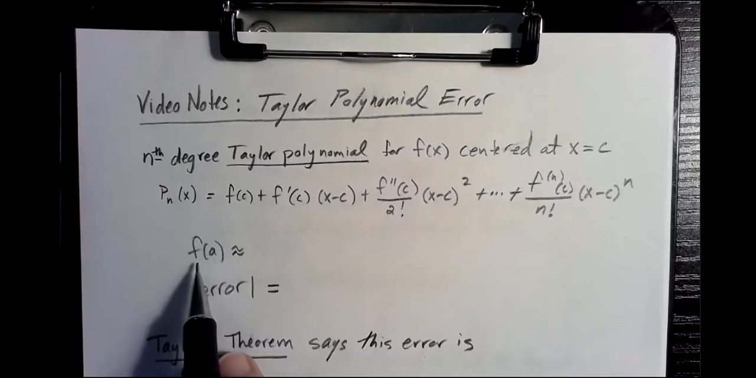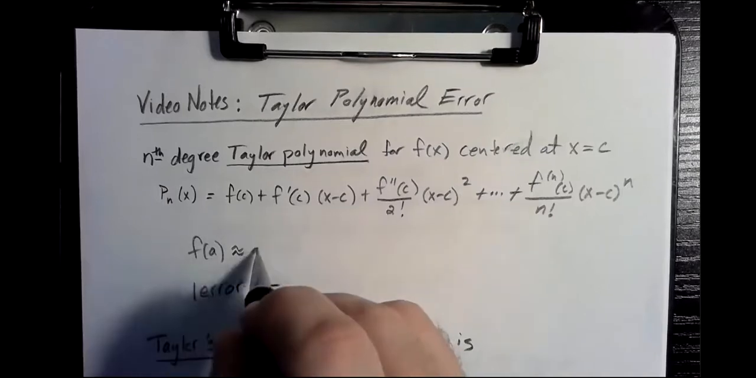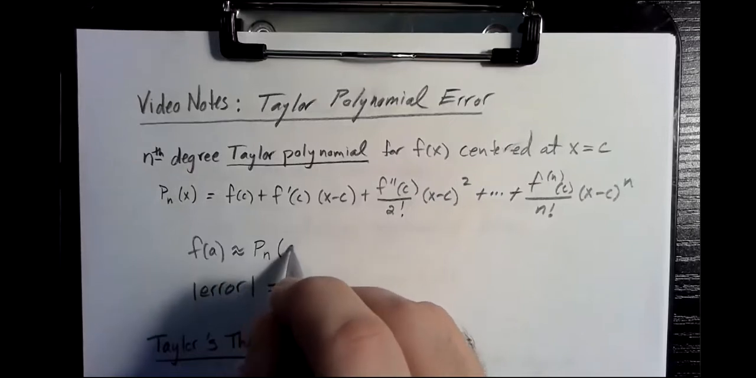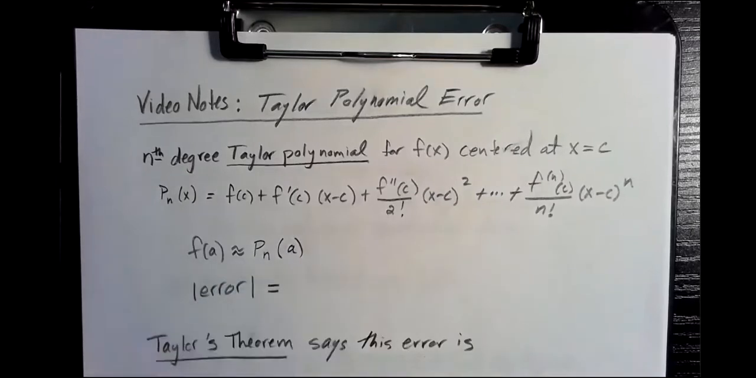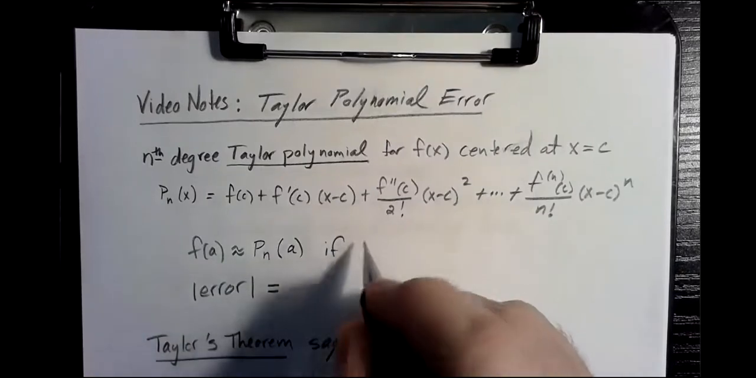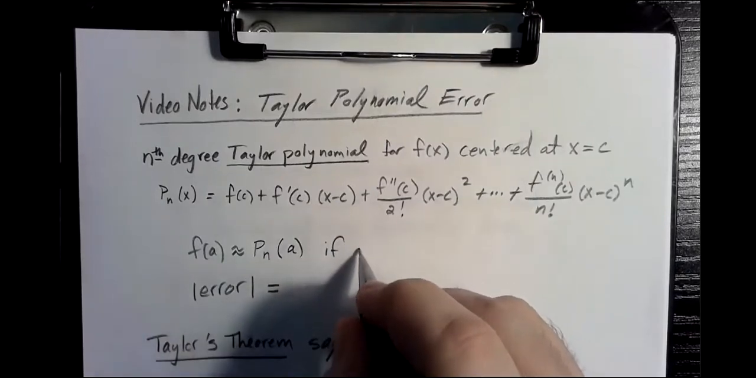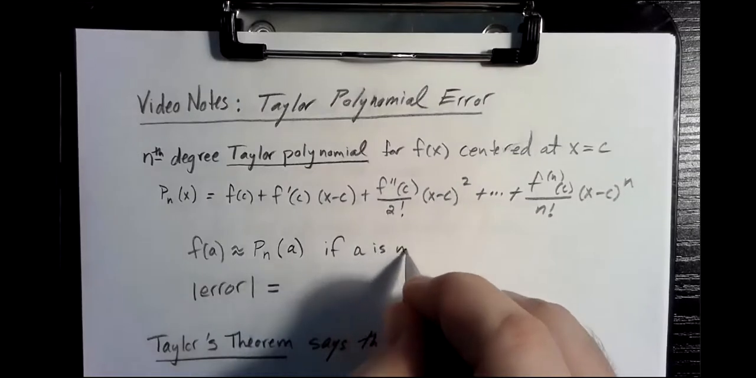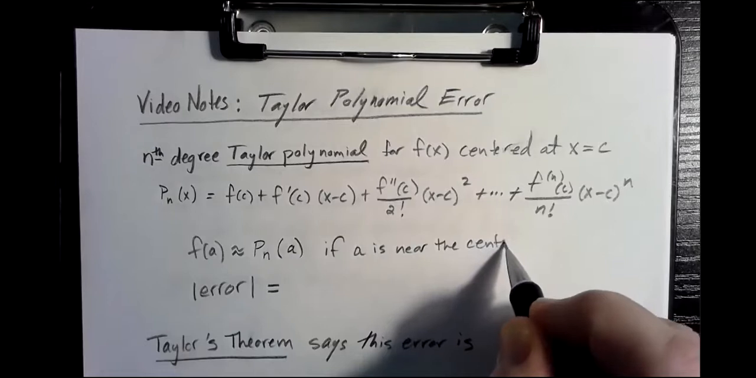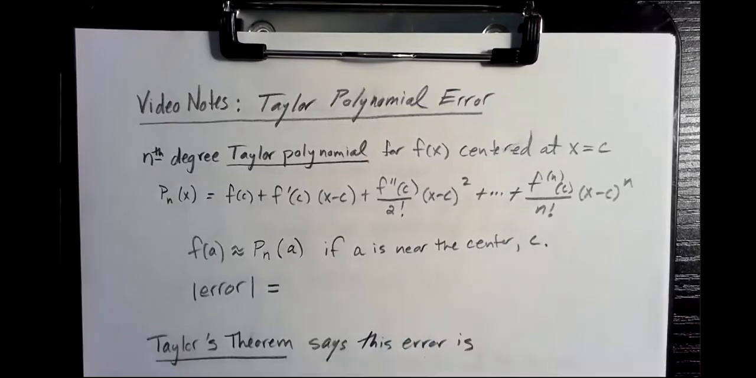So if we wanted to approximate the value of f of a for some x value a, we would take a Taylor polynomial of degree n and plug in a, keeping in mind that that's only going to be a good approximation if a is near the center c. If you're far enough away from the center, this approximation becomes meaningless.